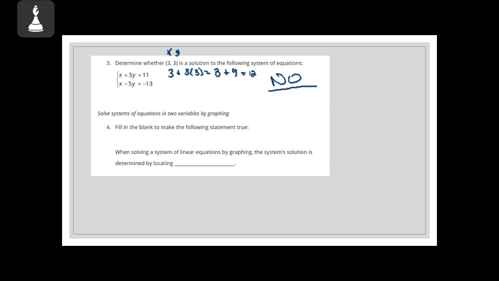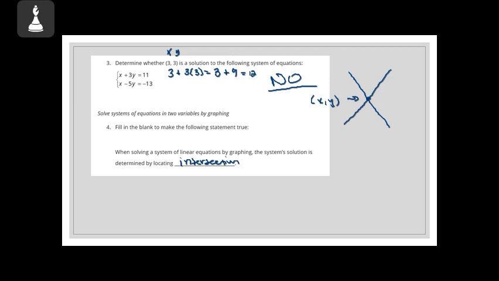So what are we doing here? Well, we are looking at two equations and trying to determine their solution. Well, in order for them to have a solution, we are looking for where the two lines cross. So looking at question 4 here, when solving a system of linear equations by graphing, the system's solution is determined by locating the intersection. So what we're trying to do is determine if these two lines cross. And if they cross, where they cross at the intersection, whatever that point is, x, y, is the solution to the system.